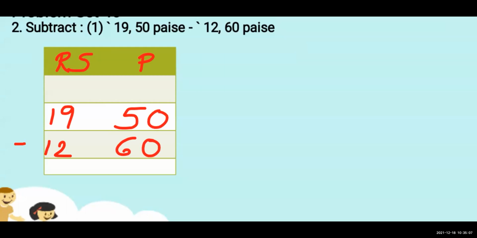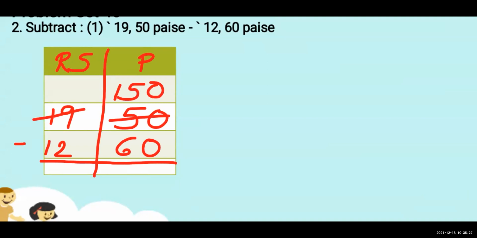Then minus, so continue our sum. Now 50 minus 60 we can't take, so we have to borrow from rupees, because 1 rupee is how many paise? 100 paise. So here we will carry, so it becomes 150 and 19 will become 18. As we know that 1 rupee is how many paise? 1 rupee is 100 paise. So we gave 1 rupee, 100 paise there, so it becomes 150, and 1 from 19 was given, so it becomes 18. Now we have to do the subtraction that we do every time.